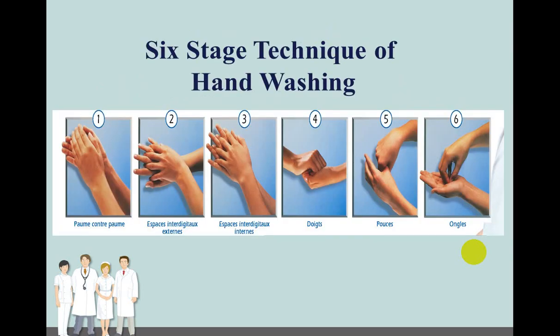6 stages of technique of hand washing. In the first, palm to palm, بطن الإيد. بعدين back interdigits from the back of the hand. You wash the interdigits between your hands from the back, and then from the front, from the palm.